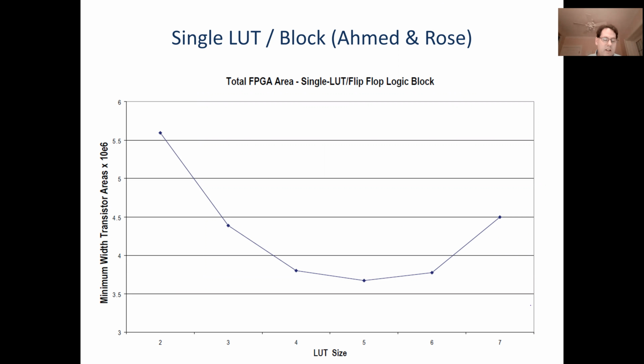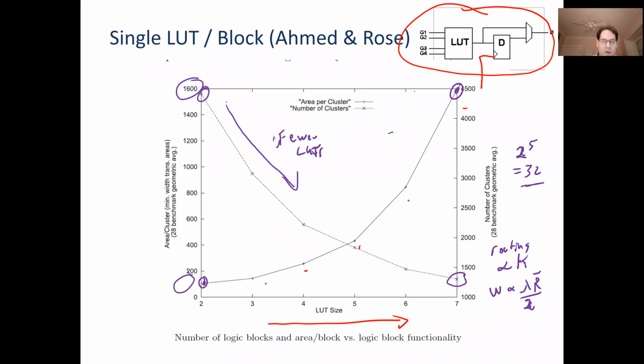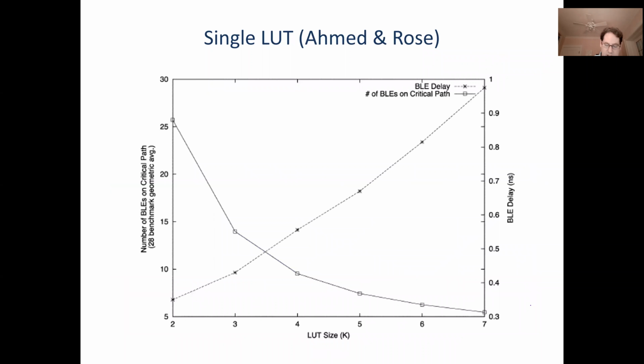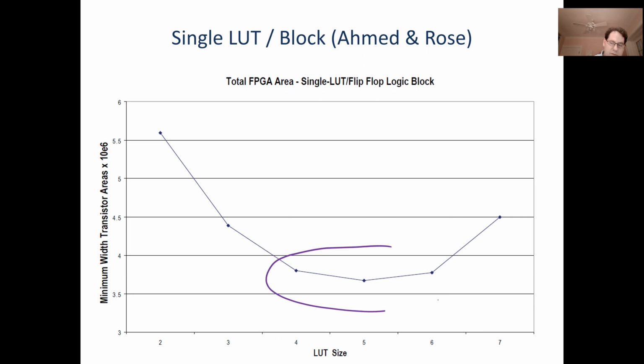When you take this trend and multiply it together, so I just take the number of lookup tables that I need times the area of the lookup table plus the routing that comes along with it, Ahmed and Rose get this figure. So basically there's a broad minimum in the 4 to 6 LUT range, with 5 being a little better. But there's a pretty broad minimum. You don't want really big LUTs. You don't want really small ones.